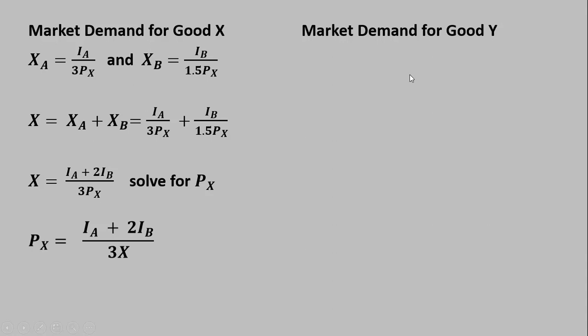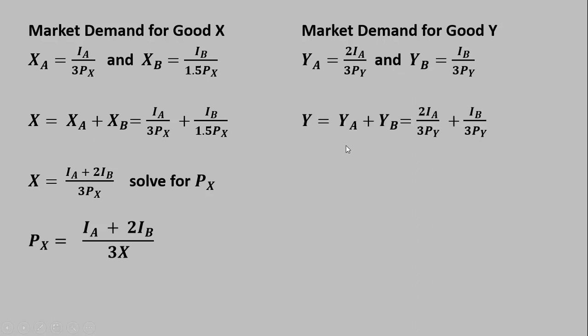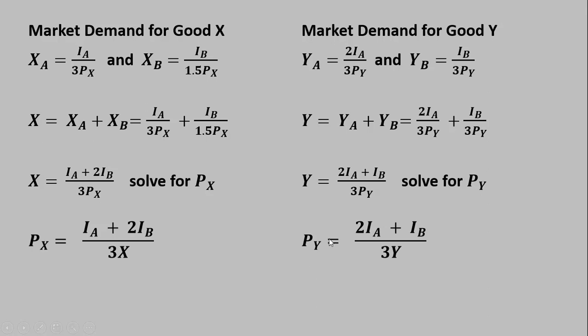Doing a similar thing for the market demand for good Y, adding up consumer A and consumer B's demand for good Y. So here's the market demand for good Y. If we want to get the inverse market demand, we'll solve for P subscript Y to get this result. Okay, moving on.